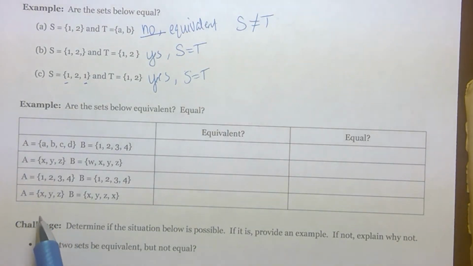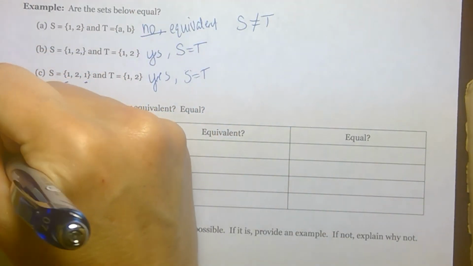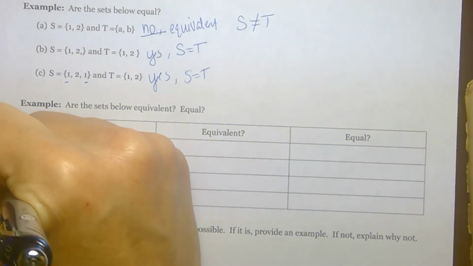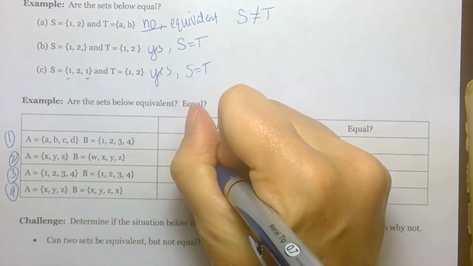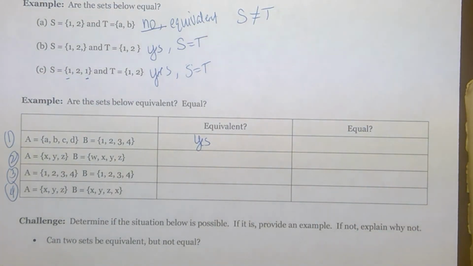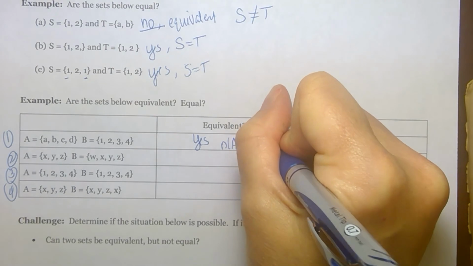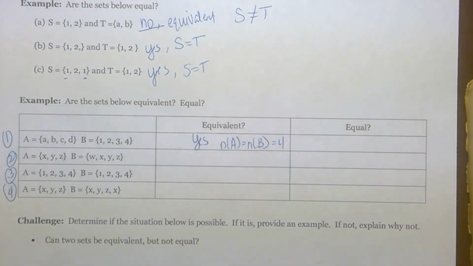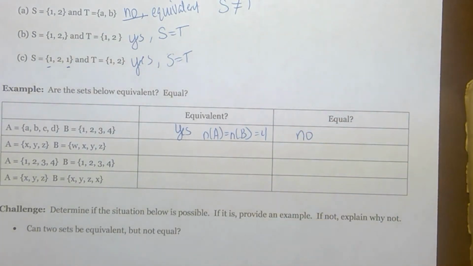4 sets here, all labeled set A and B. For the first line, let's do this. 1, 2, 3, 4. For number 1, are the 2 sets equivalent? Do they have the same cardinal number? Yes, the cardinal number is 4 for both of them. So I say the cardinal number of A is equal to the cardinal number of B, and that is 4. Are they equal? Well, no, because they don't have the same elements in each set.